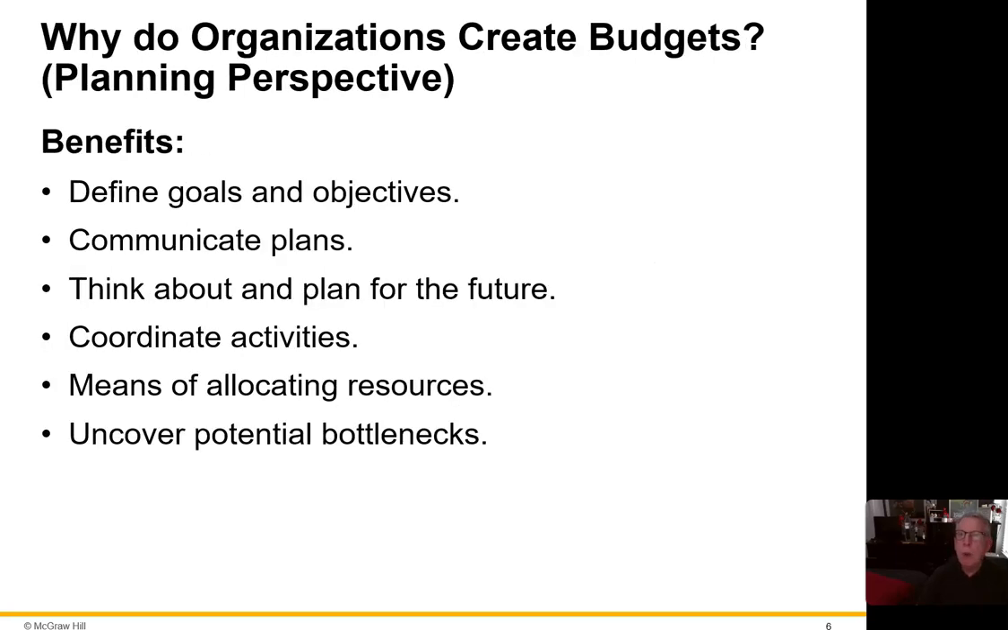Okay. So why do organizations create budgets? Here are some of the benefits. One, it defines our goals and objectives, as I previously mentioned. 2, it communicates plans. 3, it forces us to think and plan for the future. Number 4, it helps coordinate our activities. And 5, it provides a means of allocating the resources. And number 6, it uncovers potential bottlenecks.